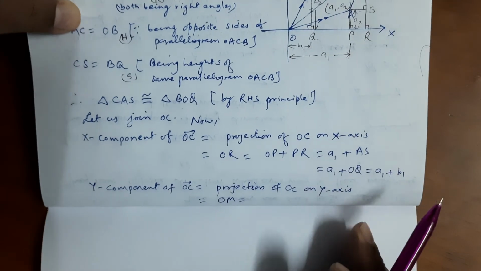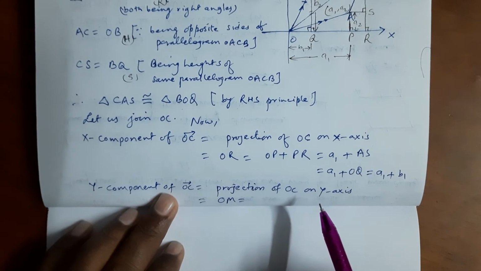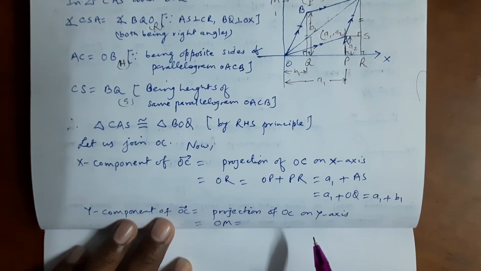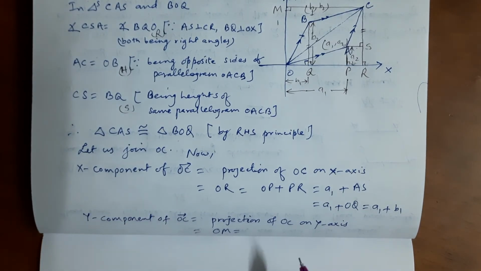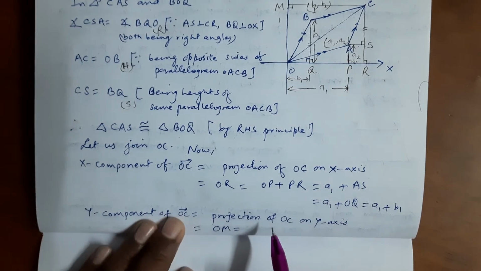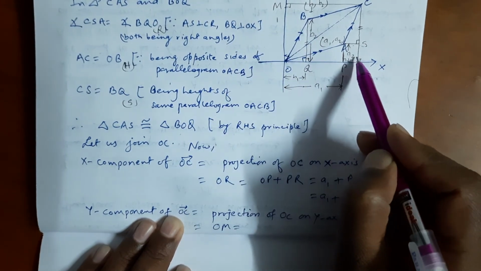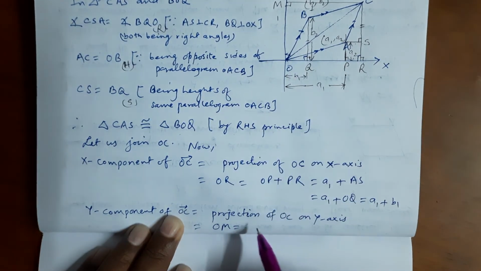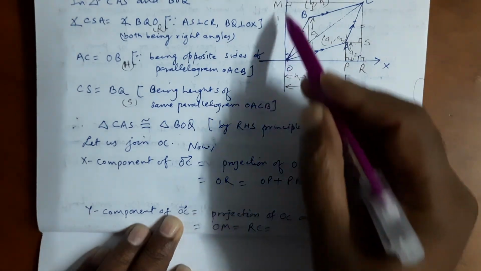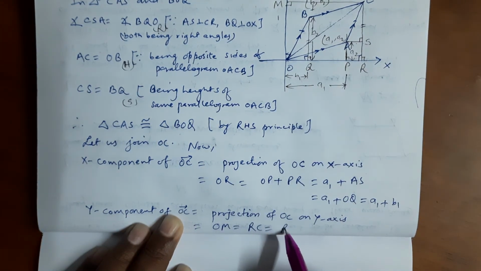Actually, projection means that from both ends of the line segment, if you draw perpendiculars, then the line segment joining the feet of the perpendiculars gives the projection of that line segment. And here OM equals to, here also this is 90, this is 90, and this is also 90. So ORCM is a rectangle, so OM equals RC. Opposite sides of the rectangle are equal.